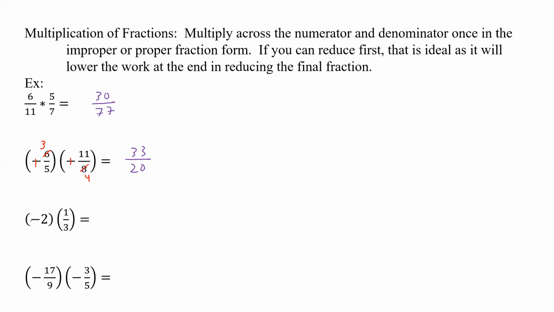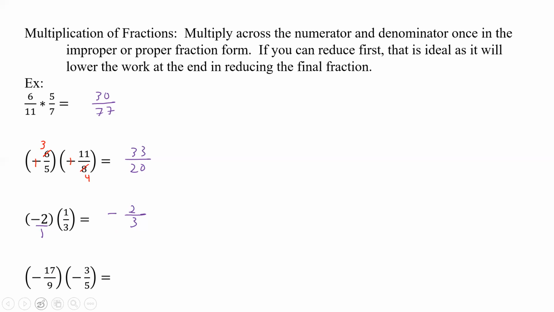Now, what about this one? Well, we have a negative times a positive, so we know our answer is negative. Now we have a 2 times 1/3. And how does that work? Well, we might need to rewrite this as 2 over 1. So now it's a fraction. That's a fraction. So now we take numerator times numerator. 2 times 1 is 2. 1 times 3 is 3. And so we get our answer is a negative 2/3.